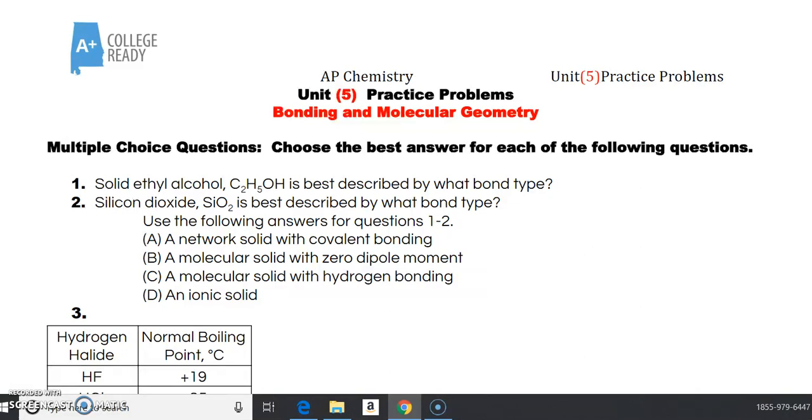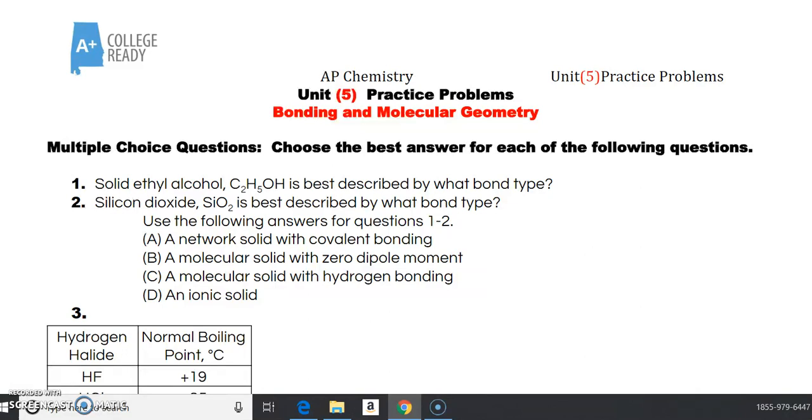Let's dive in. Question number 1, solid ethyl alcohol is best represented by what bond type? Well, all alcohols contain hydrogen bonding, and the hydrogen bonding is an intermolecular force where you have oxygen from one ethyl alcohol attached to a hydrogen with an intermolecular force to another ethyl alcohol because there's more than one molecule there in the solution or in the solid in this case.